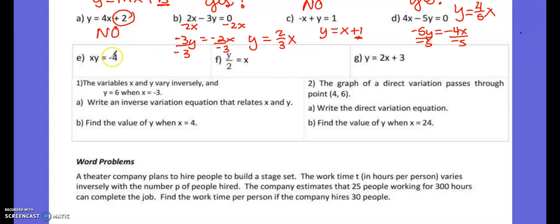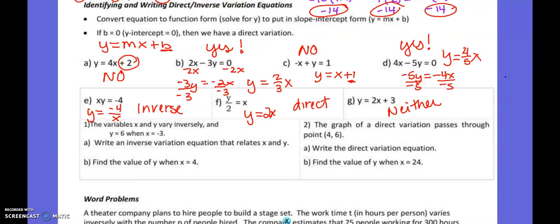You have some more practice problems, E, F, and G, so go ahead and take a moment to pause the video and try those. For E, when we solve for y, we get an inverse equation. For F, when we solve for y, we get direct. And for G, when we solve for y, we get neither.